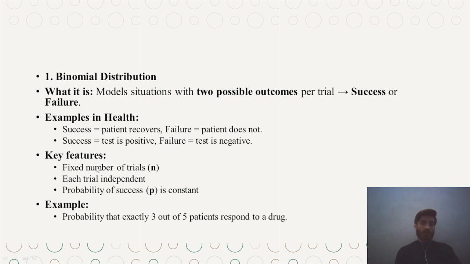Key features: a fixed number of trials, X. Each trial is independent. The probability of success is constant. For example, the probability that exactly 3 out of 5 patients respond to a drug.